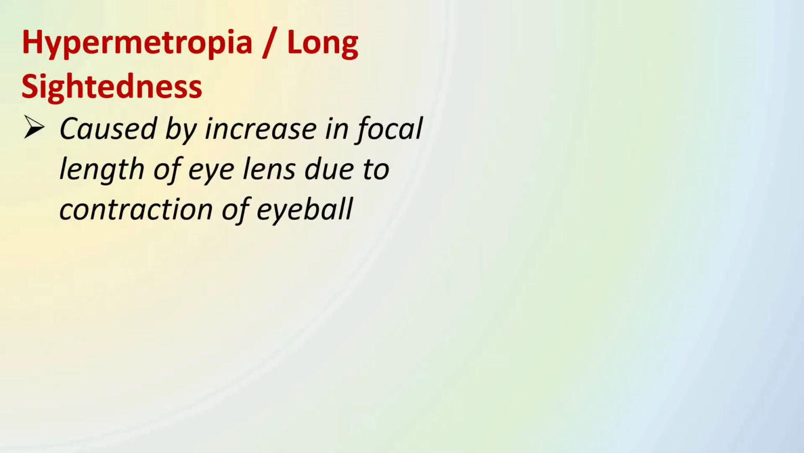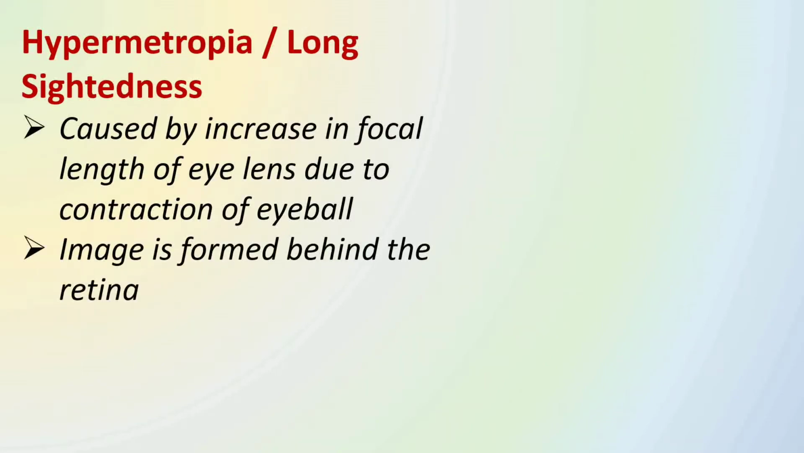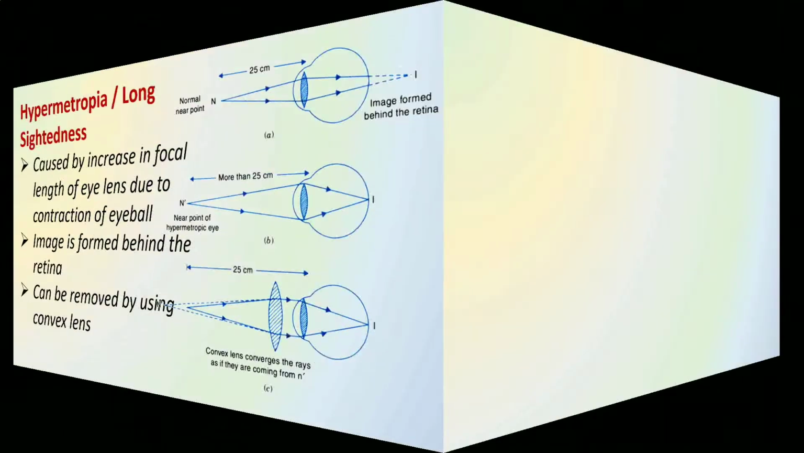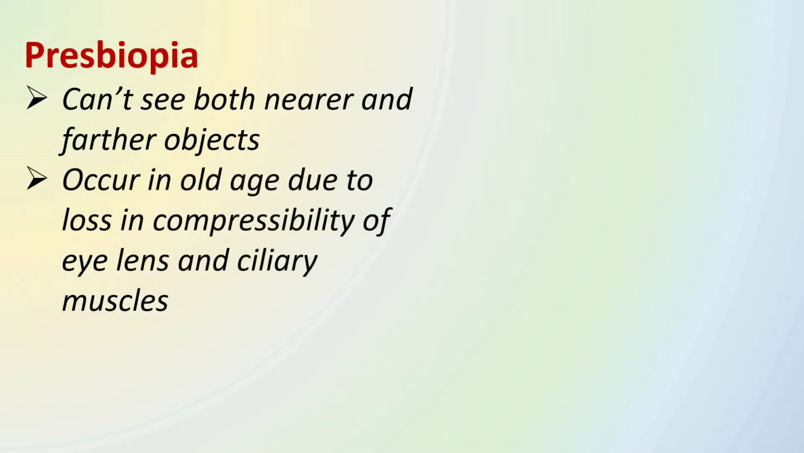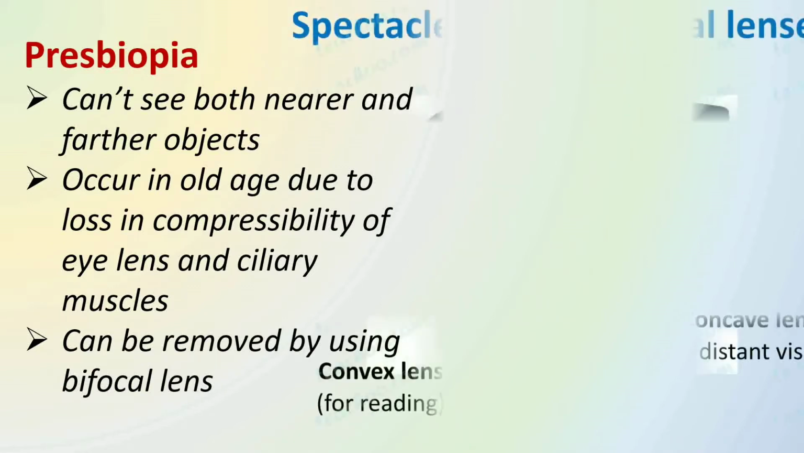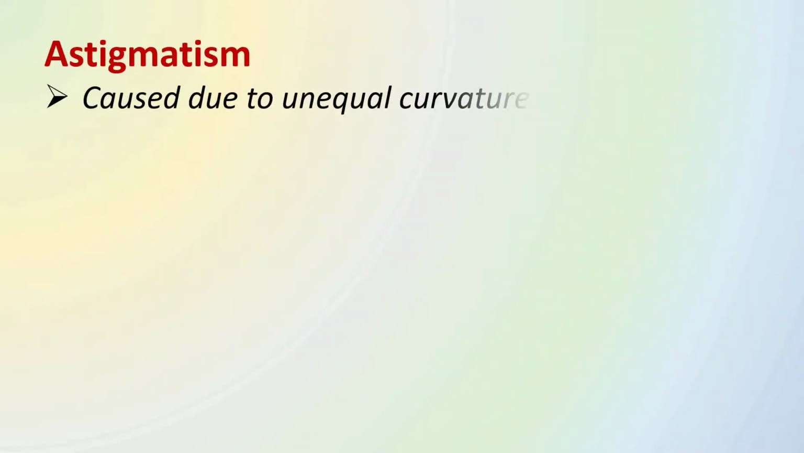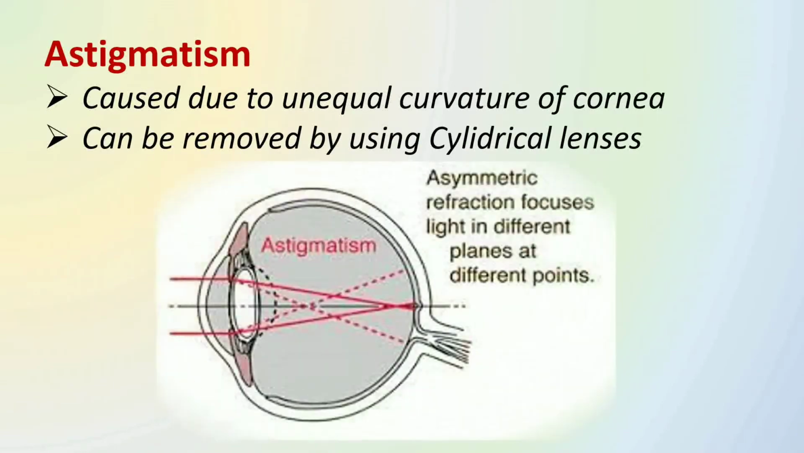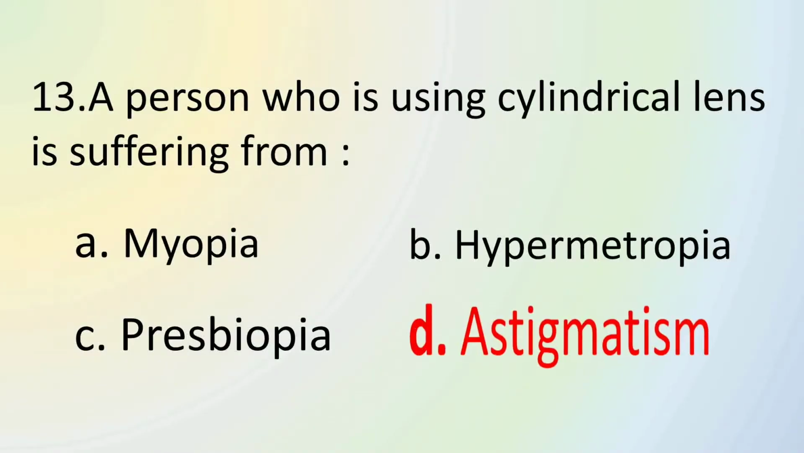Similarly, hypermetropia, also called long-sightedness, is caused by increase in focal length of eye lens due to contraction of eyeball. In this case, image is formed behind the retina, and this defect can be removed by using convex lens. In case of presbyopia, a person cannot see both nearer and farther objects. This occurs in old age due to loss in compressibility of eye lens and ciliary muscles. The defect of presbyopia can be removed by using bifocal lens. Astigmatism is caused due to unequal curvature of cornea, and this can be removed by using cylindrical lenses. So, a person who is using a cylindrical lens is suffering from astigmatism.